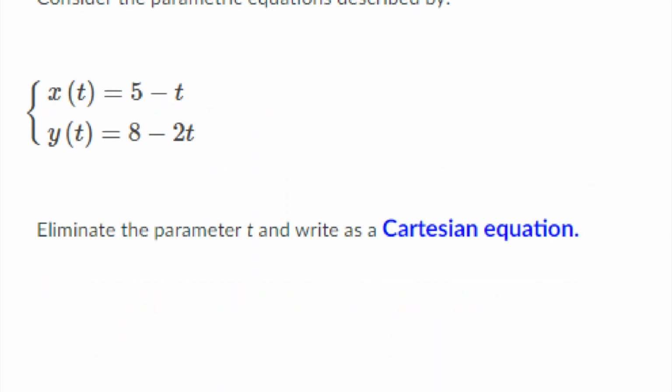So here we were given a parametric equation, and we're asked to eliminate the parameter t and write it as a Cartesian equation. Remember, Cartesian equations are only in x and y.